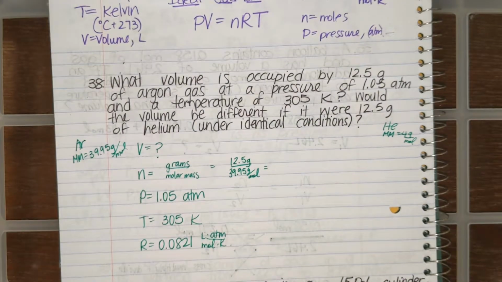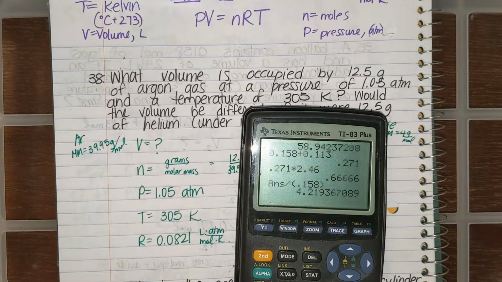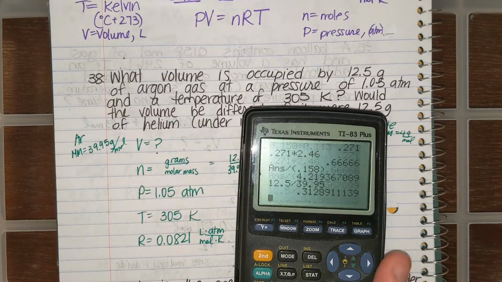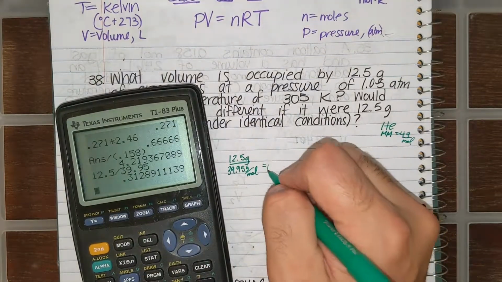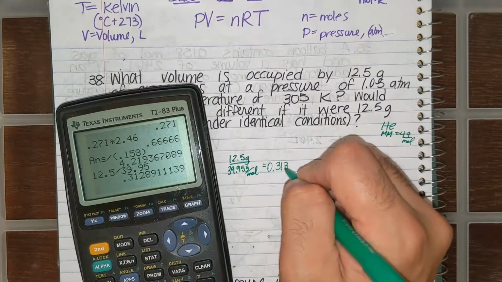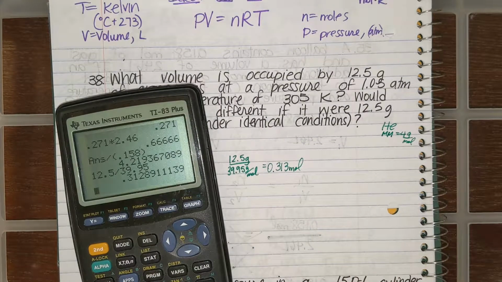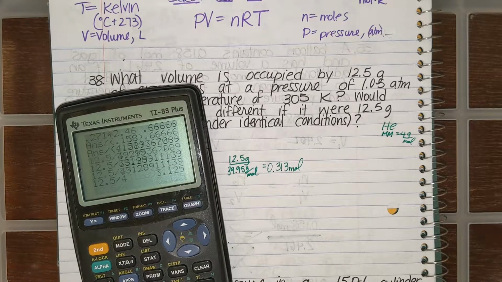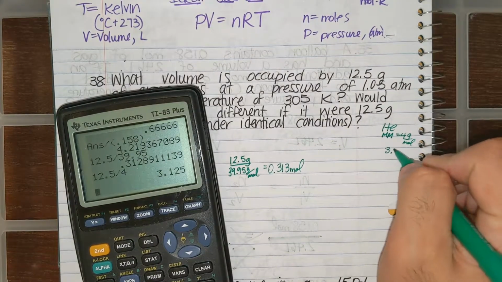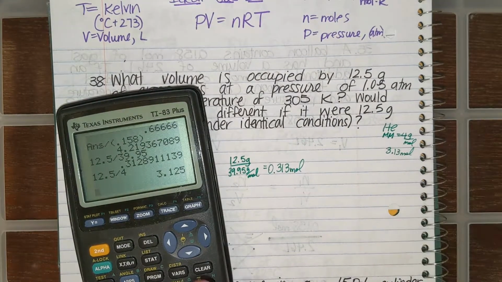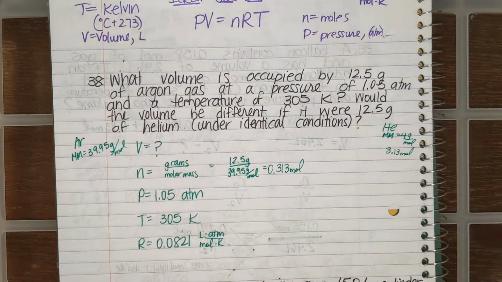If I plug that into a calculator, I get 12.5 divided by 39.95, and I get 0.313 moles. Side note, if I want to do that for helium, I'll have 12.5 divided by 4, which is going to be 3.13 moles. Okay. So just as an aside.